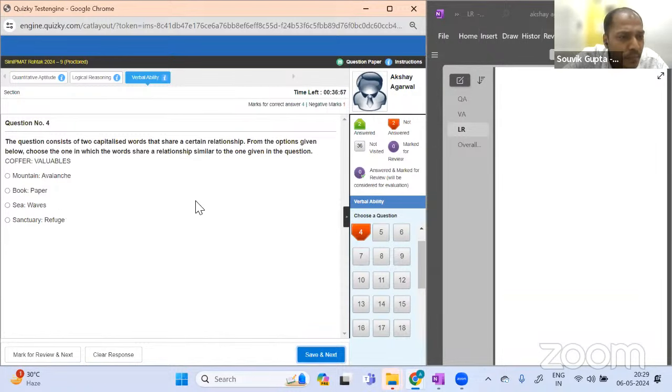I'll skip this. Coffer, valuables. Coffer is used to store valuables. Coffer contains valuables. Book contains paper. Sanctuary, refuge. Book, paper. Yeah.